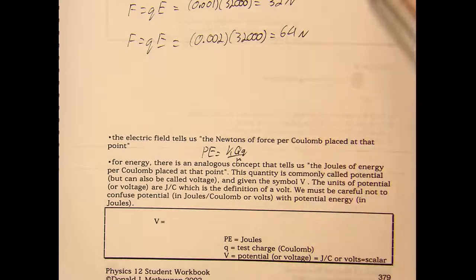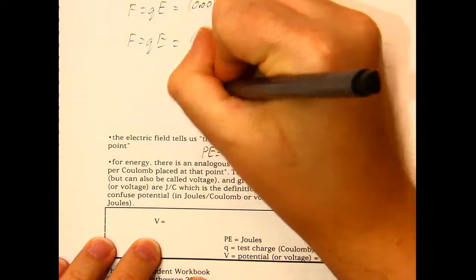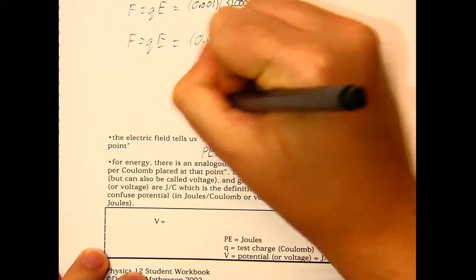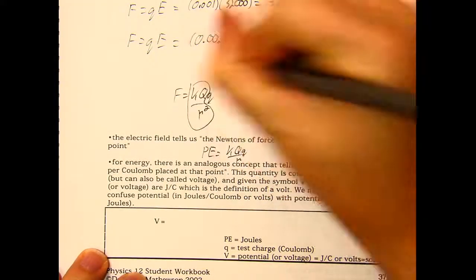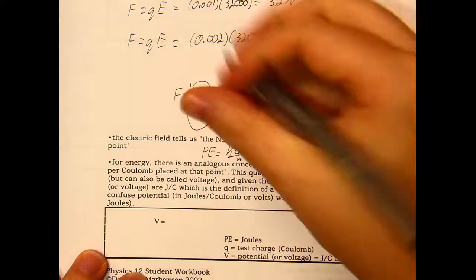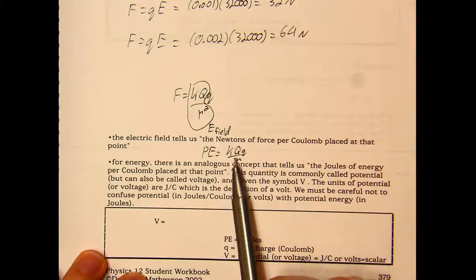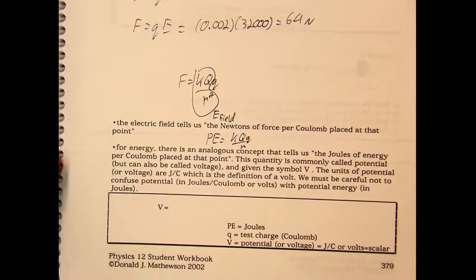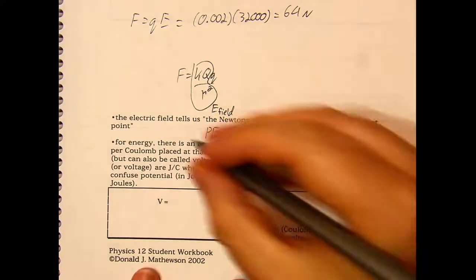I'll write these out here. F equals KQQ over R squared. Just like this piece here gave us the electric field, it's this piece here, KQ over R, that is going to give us this concept of voltage. The potential energy is effectively what voltage is.